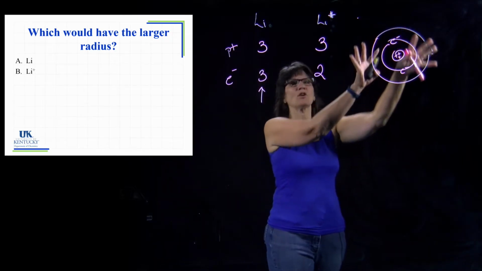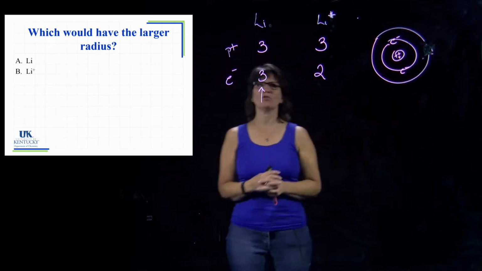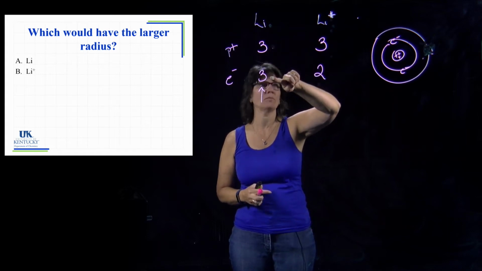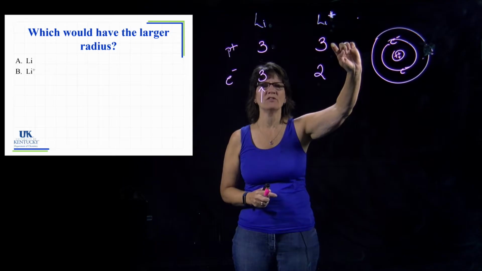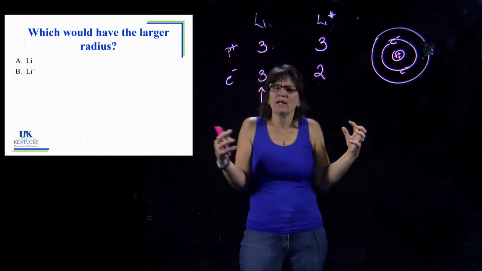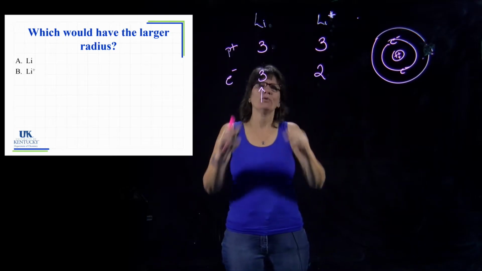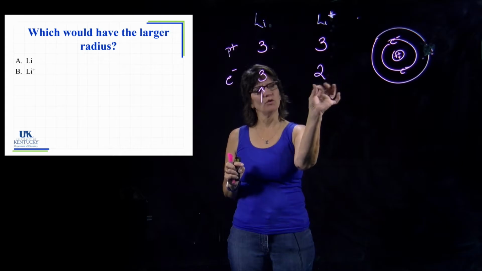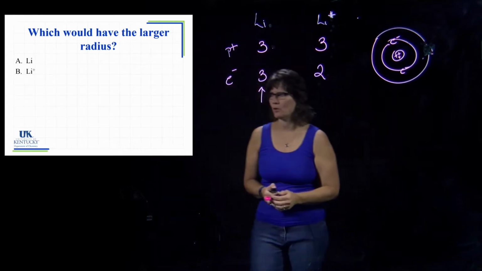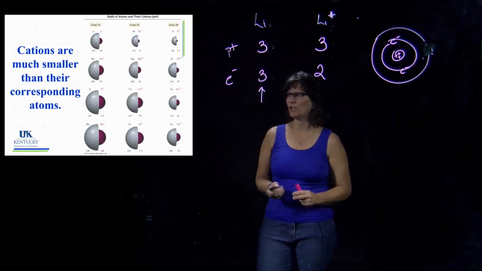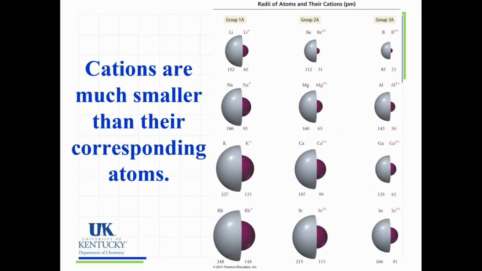But you do not have to go to this level. If we just think about electrons in general, I have 3 protons trying to hold on to 3 electrons. But here I have 3 protons and they're just trying to hold on to 2. It is so much easier to pull 2 electrons in than it is to pull 3 electrons in when you're a +3 charge. So when you remove electrons, it will always be smaller. So that is always the trend. Okay, if you look here, always, cations are much smaller than their corresponding atoms.